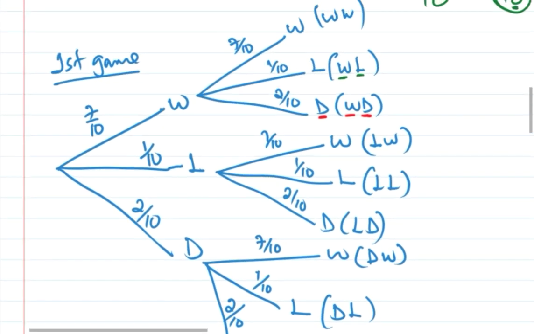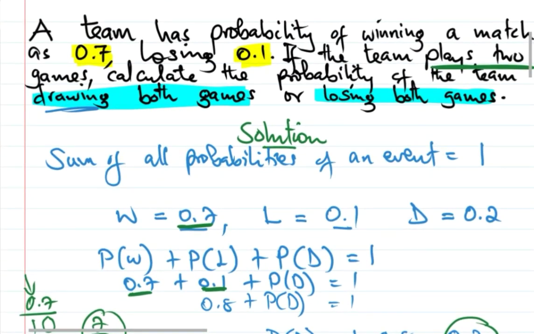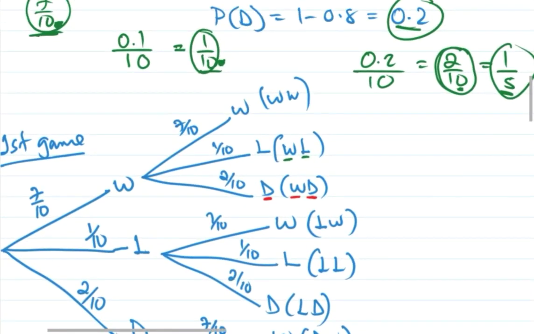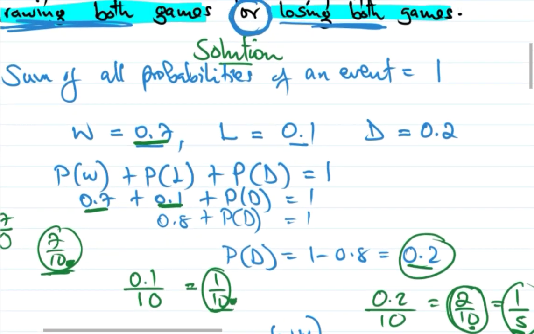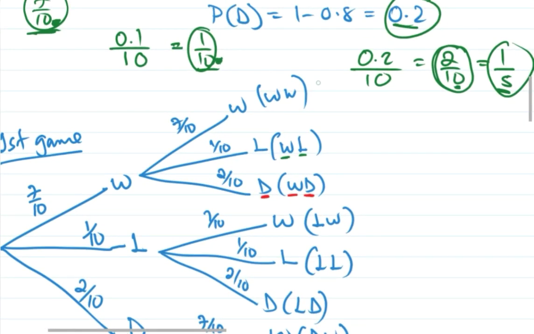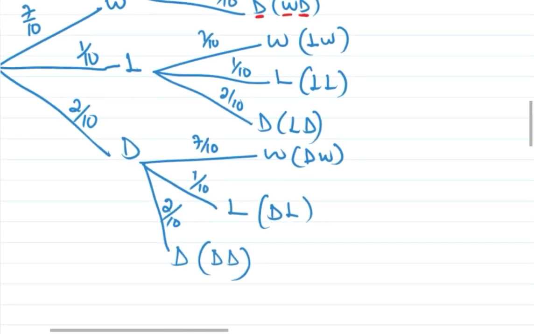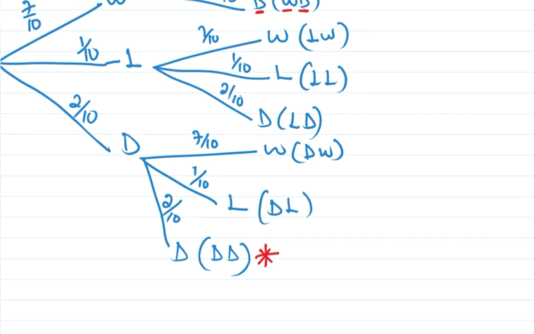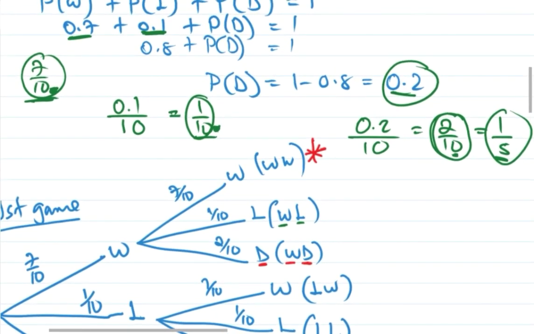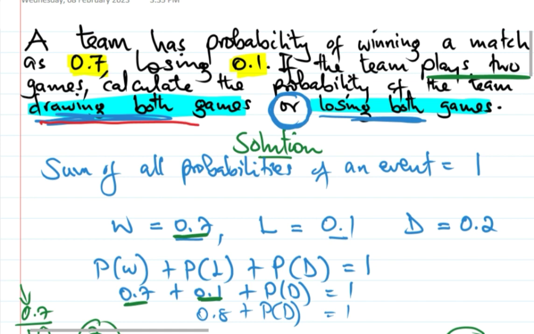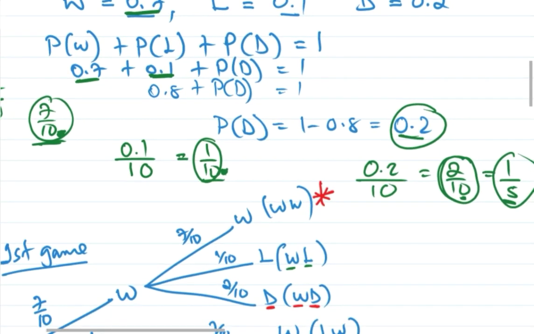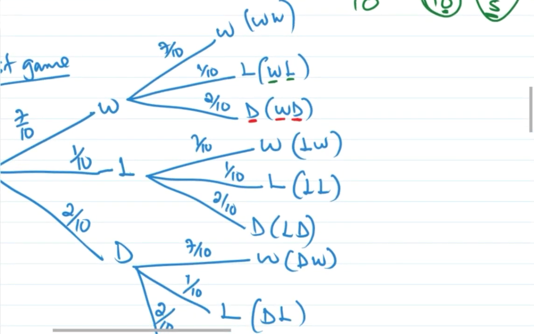So according to the question, we should find the probability of drawing both the games or losing both the games. For or in probability, we should add. That's the meaning of or. So drawing both the games and losing both the games, we have this one and this one here. It's LL and DD. You have to take these.